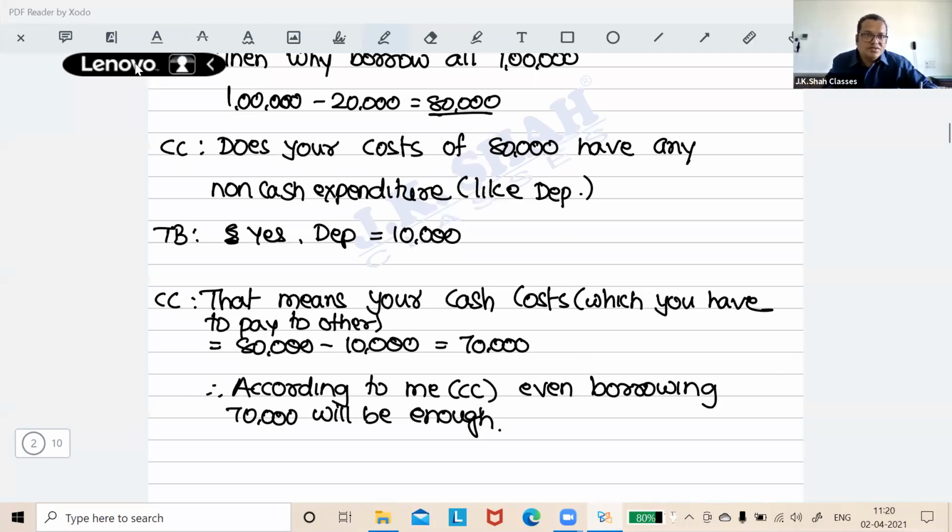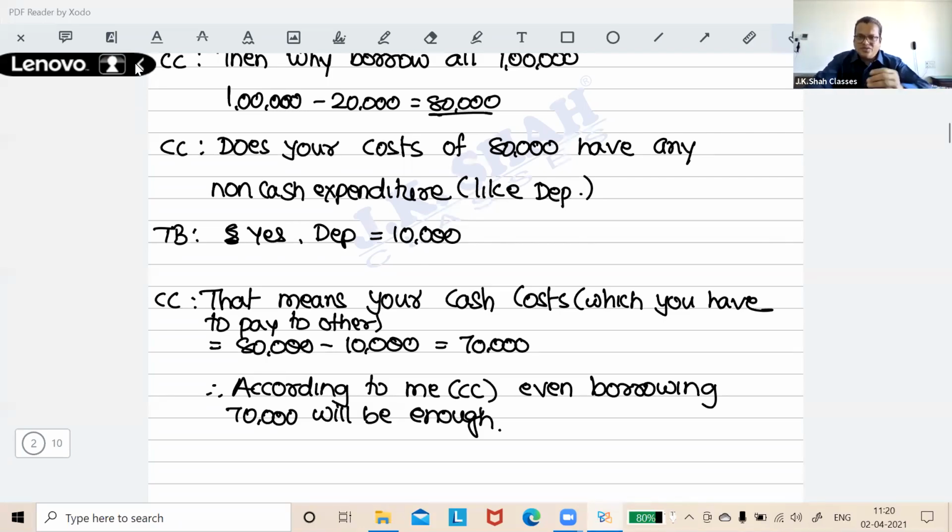You understood this dialogue, guys? This is a way I always prefer to explain to people. The total basis fellow is now of the firm opinion that I should borrow how much? All 1 lakh rupees. But see, the cash cost basis fellow has convinced him. What is the point of borrowing 1 lakh rupees? 1 lakh rupees is your selling price. In that, there is some profit of your own. You don't have to pay it to others. Why borrow for that? So borrow 80,000 to make payment of your costs.